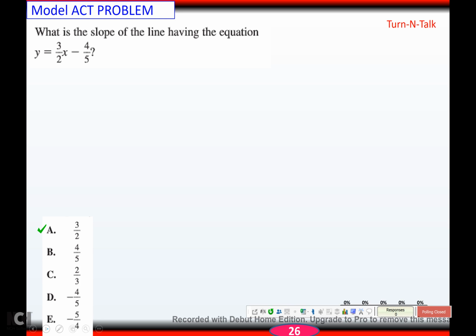That is 3/2. What is the slope of a line having an equation? Anytime you see slope in line, you should think y equals mx plus b. And when y is alone, your slope is whatever touches x, which in this case is 3/2.